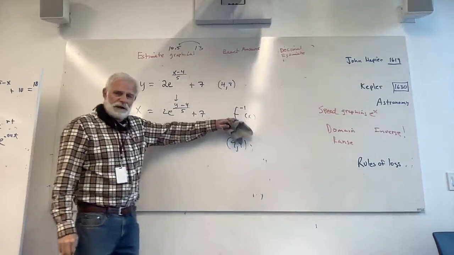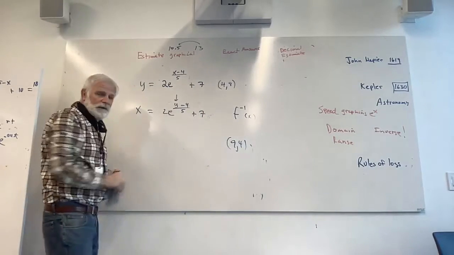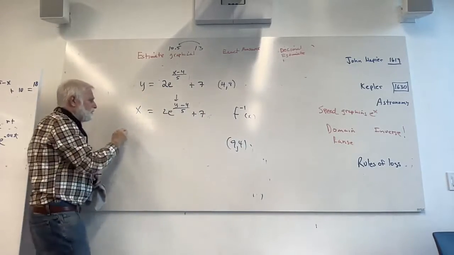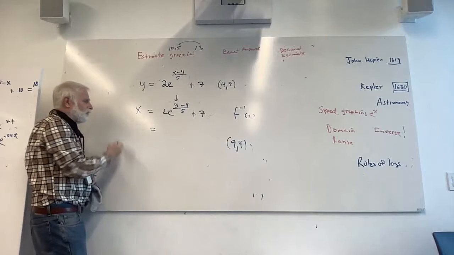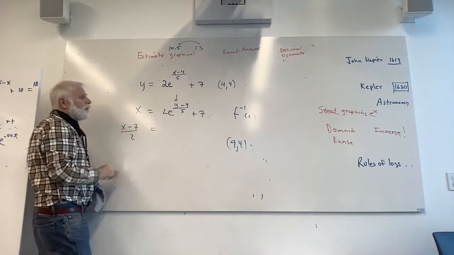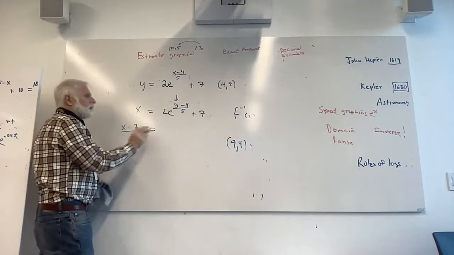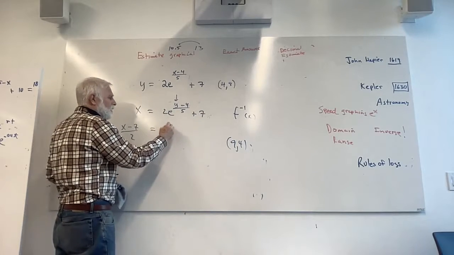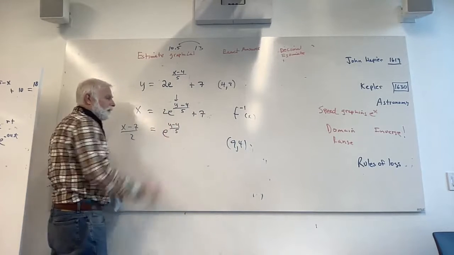So if you see that notation, it's all about this process. So I'm going to subtract 7. Try to line up your equal signs for organization. X minus 7, and I'll divide by 2. I think I can do both of those here. All right, and that gives me e to the y minus 4 over 5.